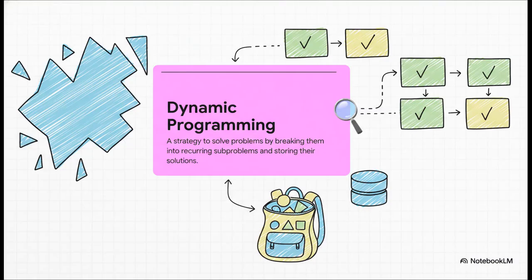So what is this magic? It's called dynamic programming, or DP for short. And you should think of it less like a single specific algorithm and more like a whole new way of thinking about problems. The core idea is you take a giant, complex problem and you chop it up into a bunch of smaller, easier to solve subproblems. You solve all those little puzzles first, and here's the key. You save their answers so you never ever have to calculate them again.